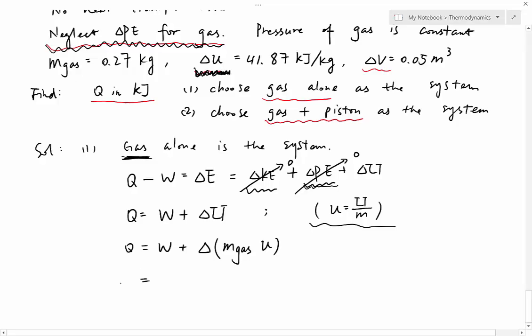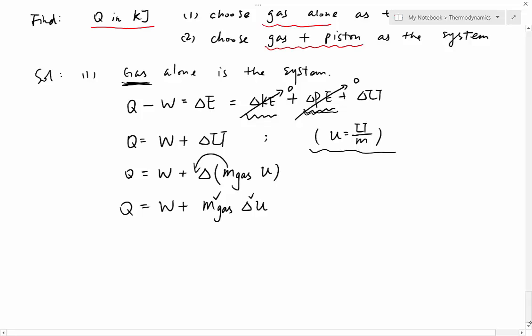All right, and then we can continue. What about the mass of the gas? Does it change? Because delta means change. Mass of the gas doesn't change. It's a constant, so we can pull it out: mass of the gas multiplied by delta lowercase u of the gas. Okay, do we have the mass of the gas? It's given: 0.27 kilogram. And the delta lowercase u of the gas, yes, it is given: 41.87 kilojoule per kilogram. Okay, so those two are given. So if we want to find heat transfer Q, the only thing we need to find is work.